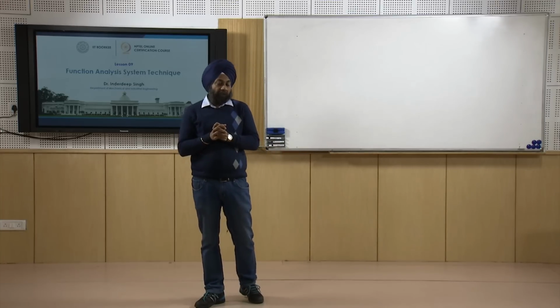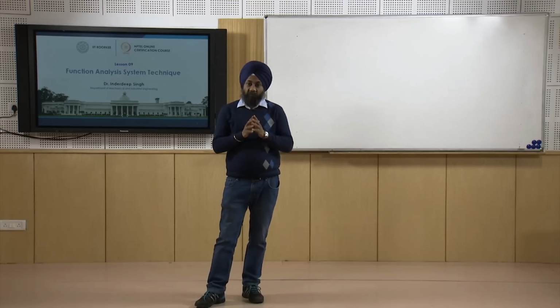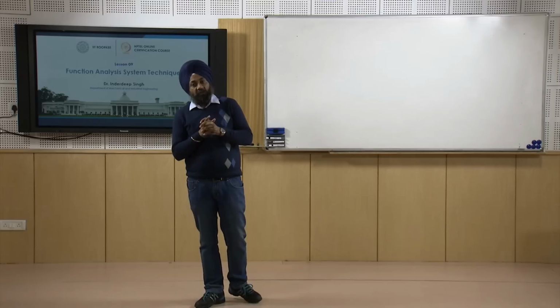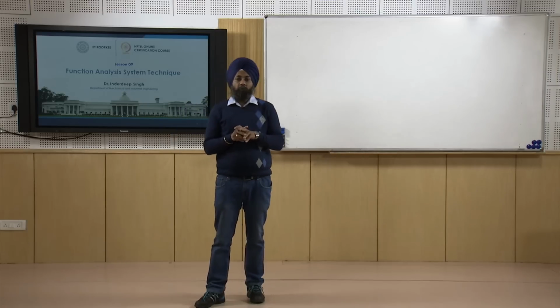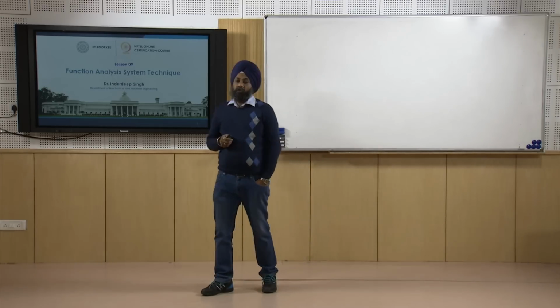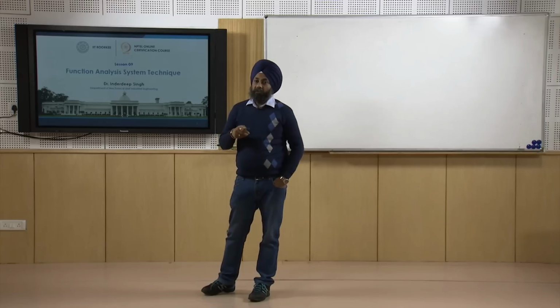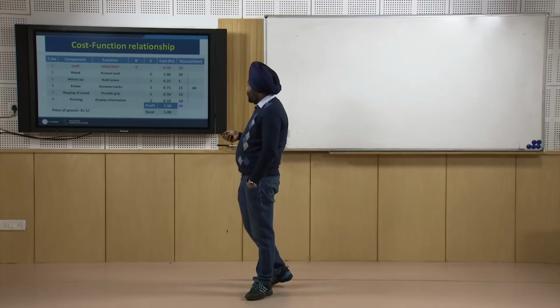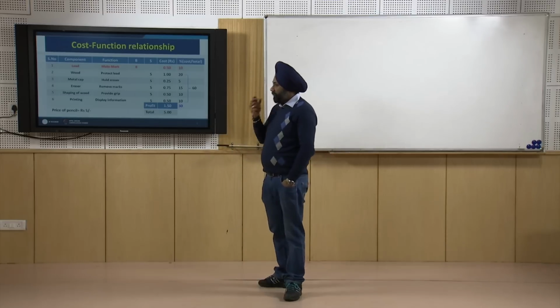And in the last lecture we stopped at the function cost relationship, and we will start our discussion today from the function cost relationship and try to understand the details regarding it, and how this type of tabular arrangement of functions and cost can help us in our overall objective of improving the value of the product. Now this was the slide that we have seen last time.